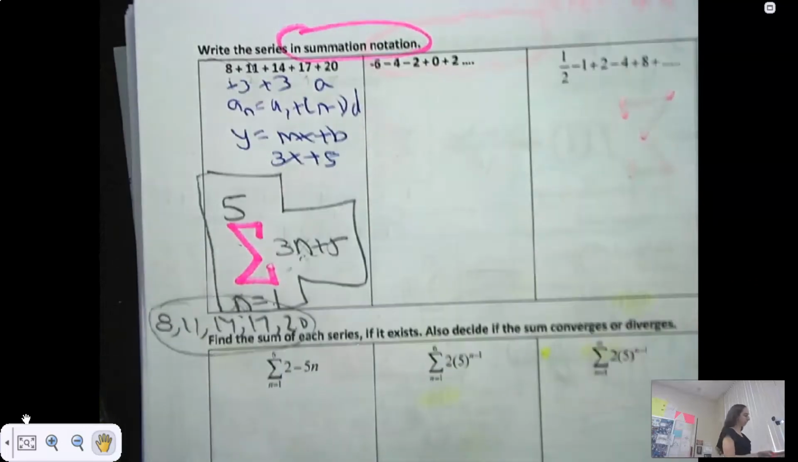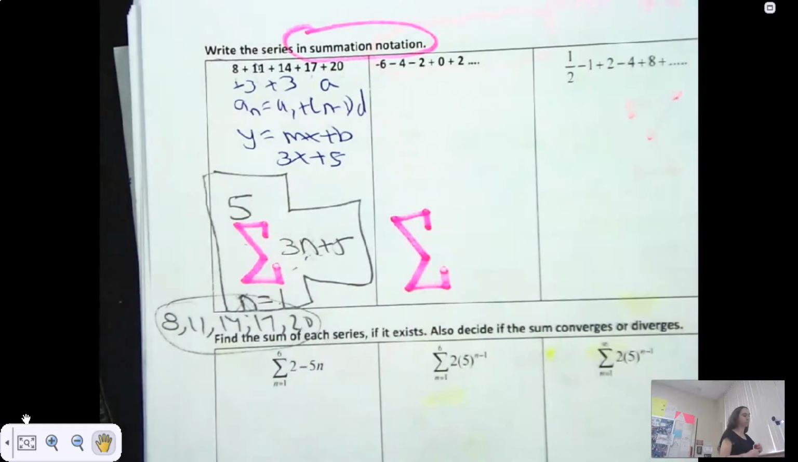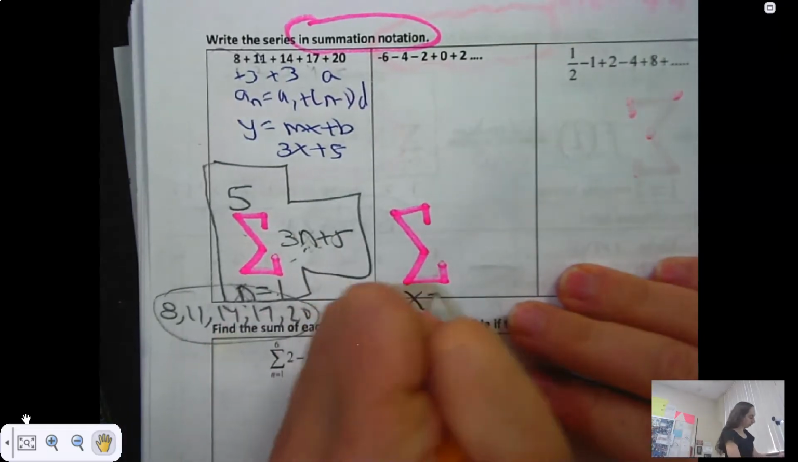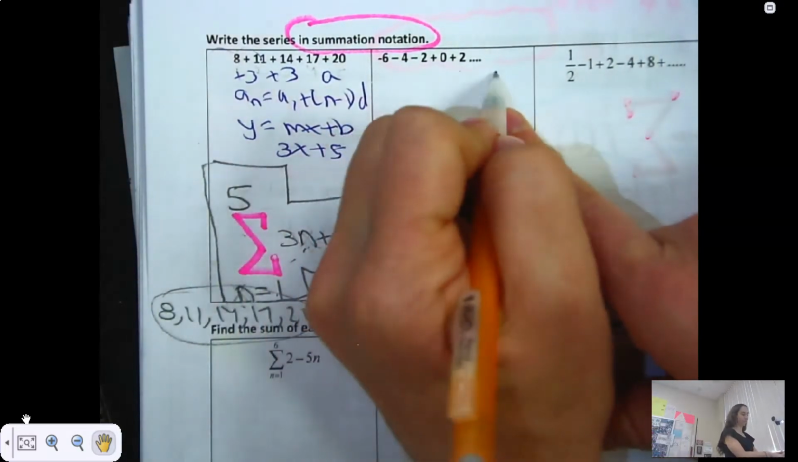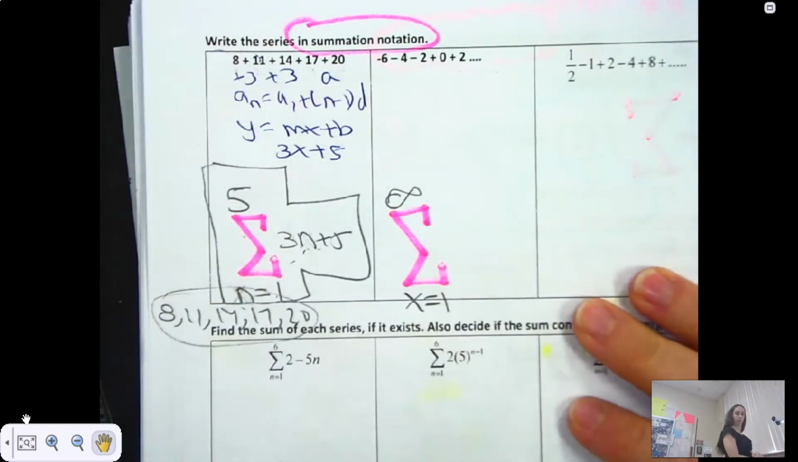All right, let's do the next one. Summation notation. The hardest part for some of us is making the sigma. What do we want to do this time? Do we want it to be x? Okay, x equals 1. This is the first term. And it says dot, dot, dot. What does that mean? That means it is all the way to infinity.